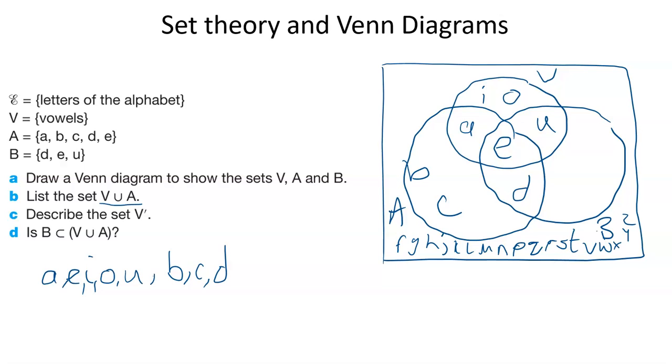Is B a subset of V in union with A? Well, this is what we were saying before. Yes, it is, because there is nothing. If it is, then everything in B should be a member of this. And we've written out the membership of V in union with A, and we've got D, and we've got E, and we've got U. So everything that B contains, there's nothing that B contains that's outside of that union. So is it a subset? Yes, it is. And you might have to put words on that if they wanted that.